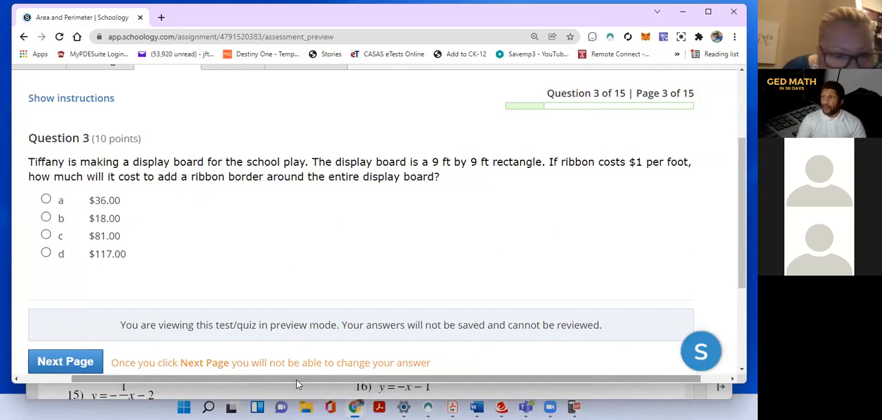Tiffany is making a display board for the school play. The display board is 9 feet by 9 feet rectangle. Actually, 9 feet by 9 feet is a square, but we'll say 9 by 9. If a ribbon costs $1 per foot, how much will it cost to add a ribbon border around the entire display board? First of all, you have to figure out whether this is area or perimeter, and then you have to pick the appropriate answer. Again, I'm going to set the timer for 2 minutes.